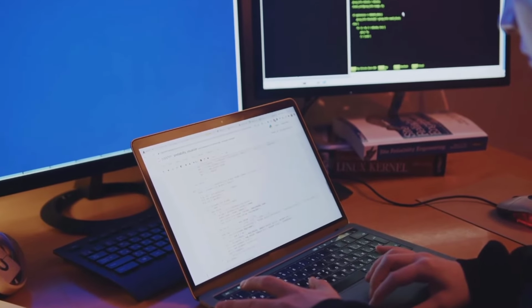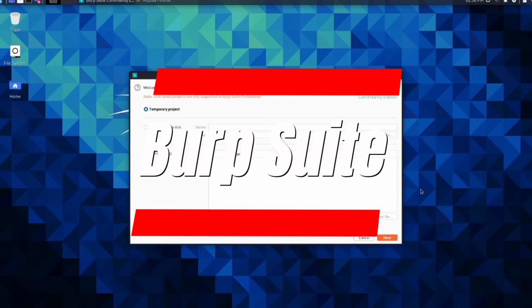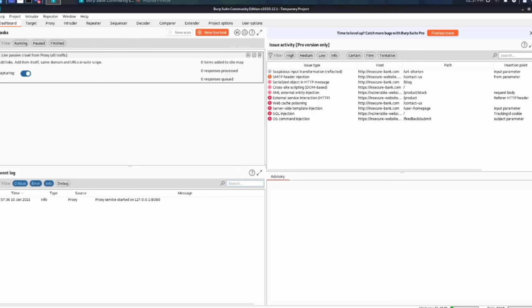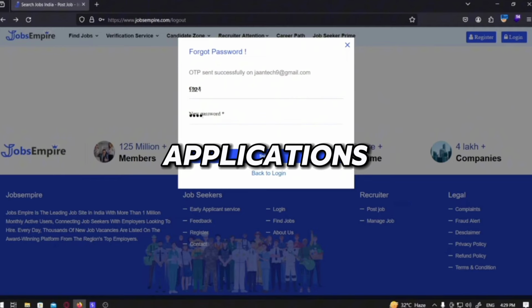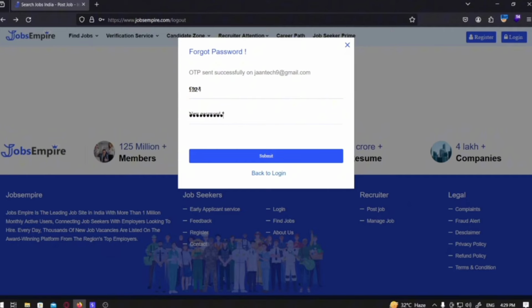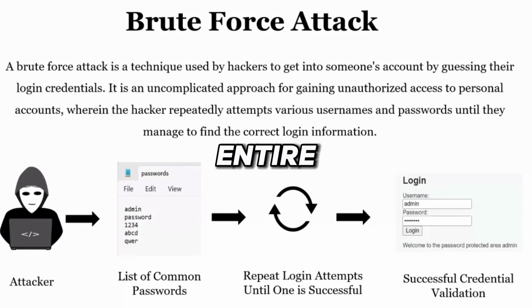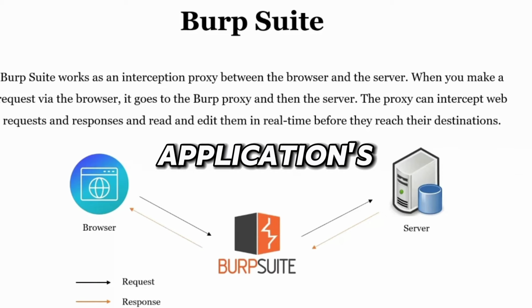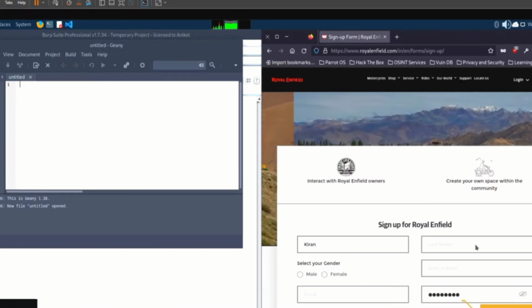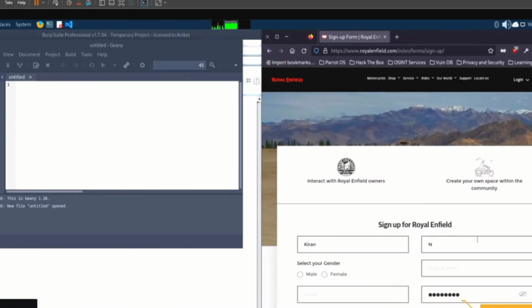analysts in their endeavors. Burp Suite is an integrated platform for performing security testing of web applications. Its various tools work seamlessly together to support the entire testing process, from the initial mapping and analysis of an application's attack surface through to finding and exploiting security vulnerabilities.